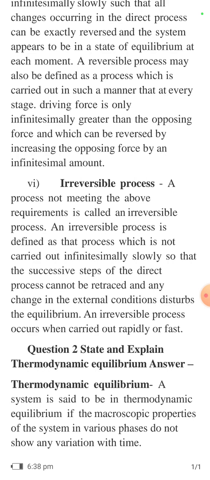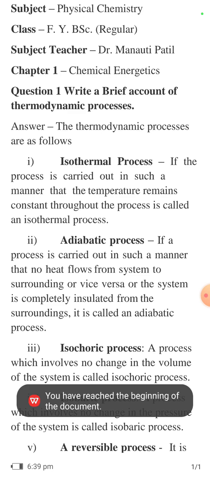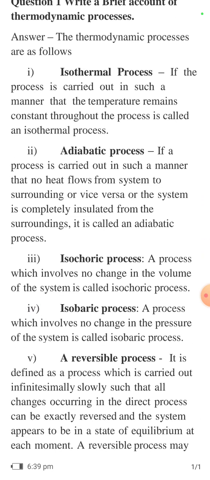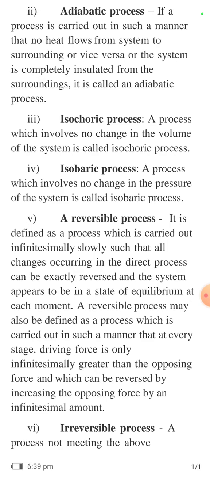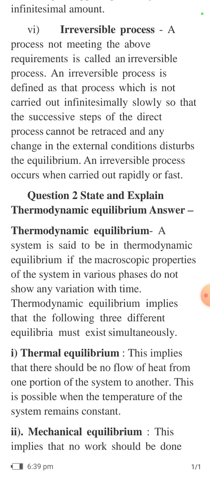An irreversible process is defined as the process which is not carried out infinitesimally slowly, so that the successive steps of the direct process cannot be retraced, and any change in the external condition disturbs the equilibrium. An irreversible process occurs when it is carried out rapidly or fast. Means these are the thermodynamic processes. First is isothermal process, adiabatic process, isochoric process, isobaric process, reversible process, and irreversible process.